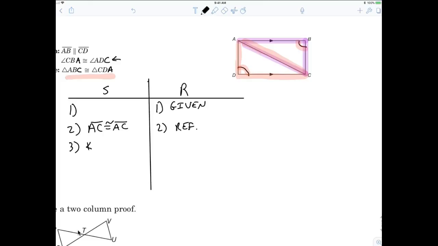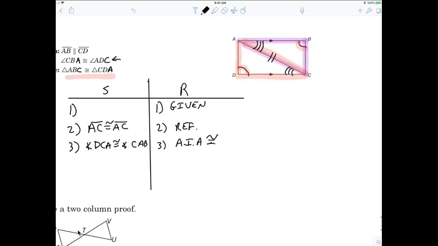So angle DCA is congruent to CAB. Good. They're alternate. That's perfect. Alternate interior angles are congruent. All right, and now we mark it. I should have marked it before. So that's 2, and then 1, 2, 3, 1, 2, 3.